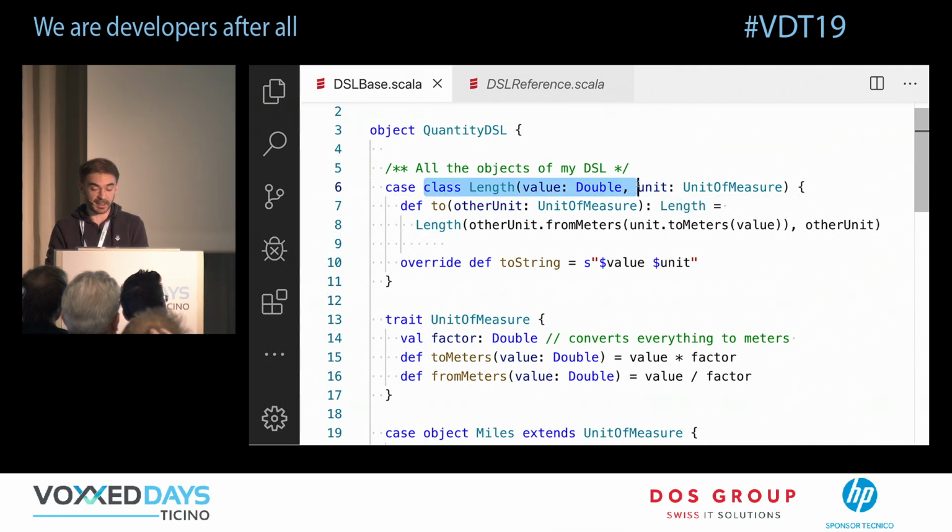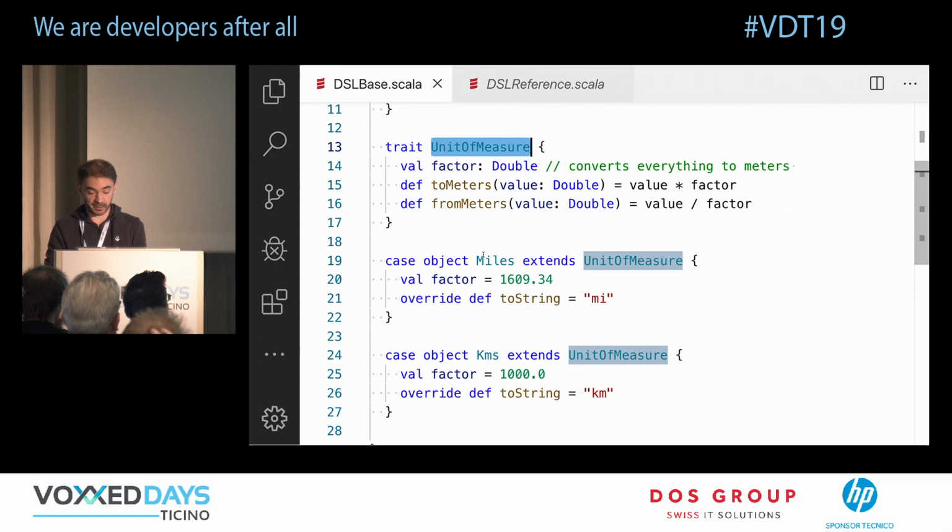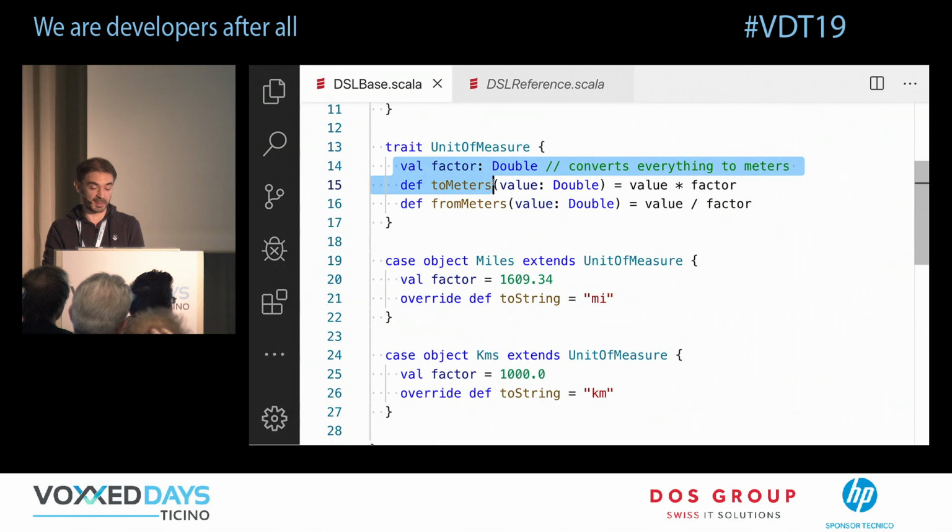which holds a value and a unit of measure. And imagine this unit of measure here, like an enum, with two values. I can express just miles and kilometers, and I have some very simple mechanism to convert it to meters, just to allow a conversion between one measure and the other.